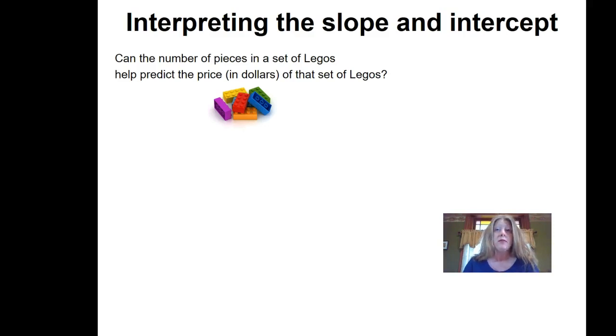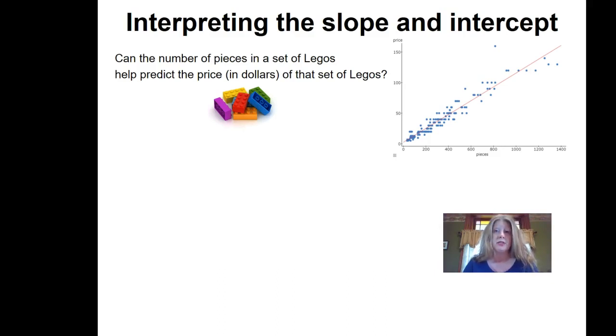So we've gathered lots of sets of Legos, and with each set we've looked at the number of pieces and the price, and this is what we end up seeing. So we have a fairly strong relationship, as you can see. We have pieces along the x-axis, and then we have price along the y-axis.